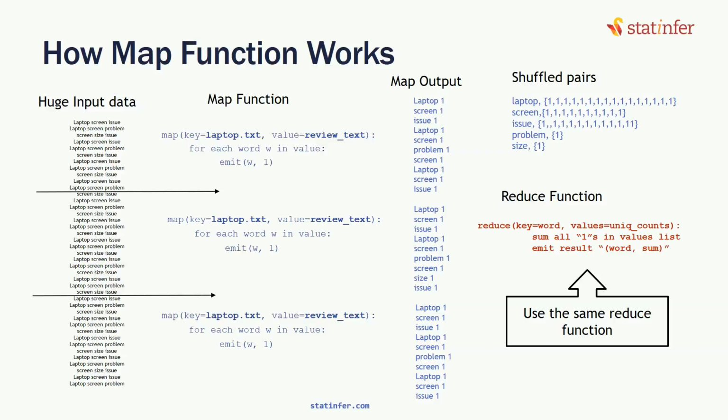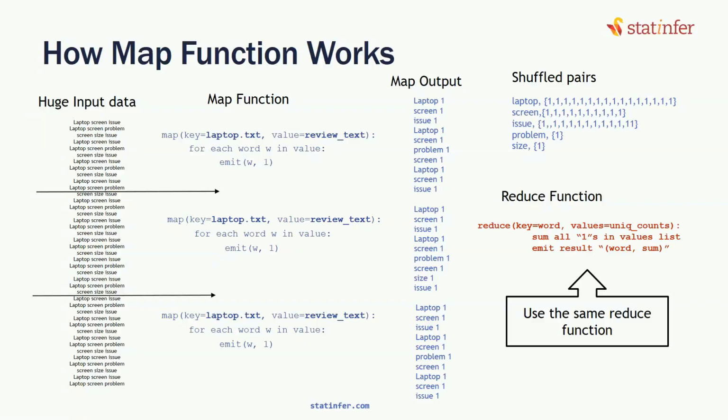What does the reduce function take as input? A word key value pair, the word and the number of ones, and finally the reduce function gives the output as the count, right? The sum of all these ones: how many times laptop appeared, how many times screen appeared. So the same map function and the same reduce function can be applied on a bigger, distributed data set.